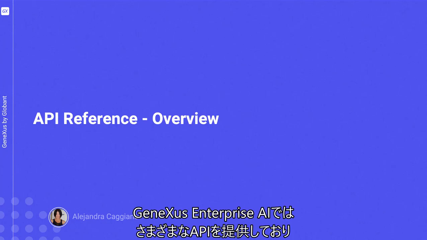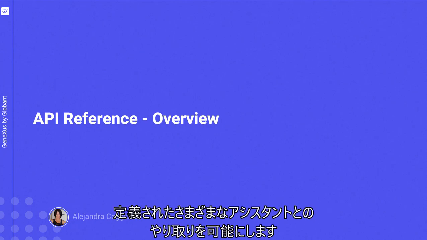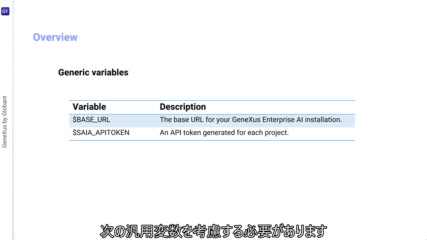Genexus Enterprise AI provides a set of different APIs that, on one hand, allow for integration with large language model (LLM) systems, and, on the other hand, enable interaction with the different assistants defined. In order to use these APIs, it's necessary to consider the following generic variables.